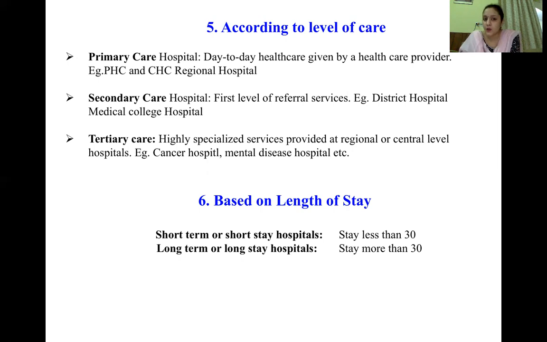Third is the tertiary care hospital. They provide highly specialized services at the regional or central level. Secondary care hospitals are district level hospitals. Tertiary care hospitals are regional or central level hospitals, or you can say national hospitals. So they basically deal with highly specialized services. They provide all the services offered by secondary care hospitals along with one or two specialities like cardiac care, GI tract surgeries, and eye surgeries.